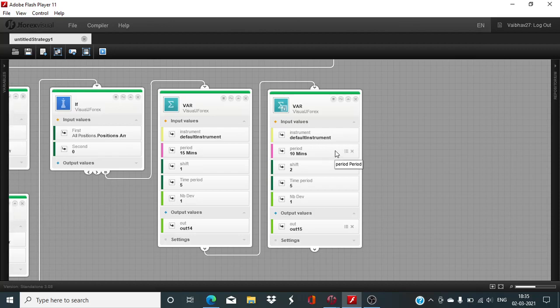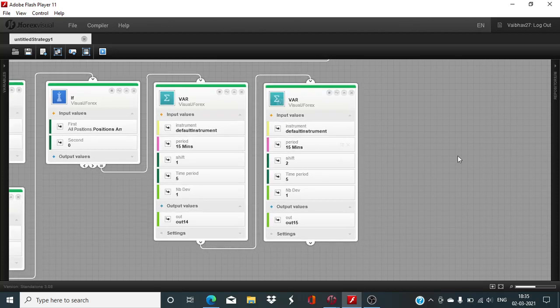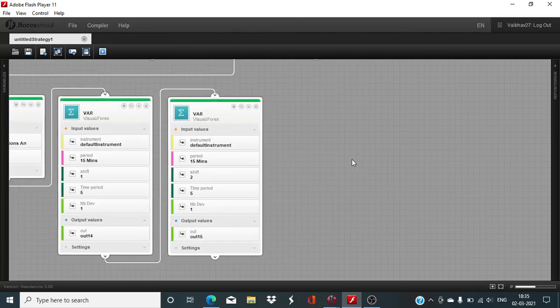Now I will have to change the time period for the candle. It's going to be of 15 minutes. USD JPY is the default instrument. Shift value of 1, time period of 5, standard deviation of 1. So this is how the variance values will be calculated.